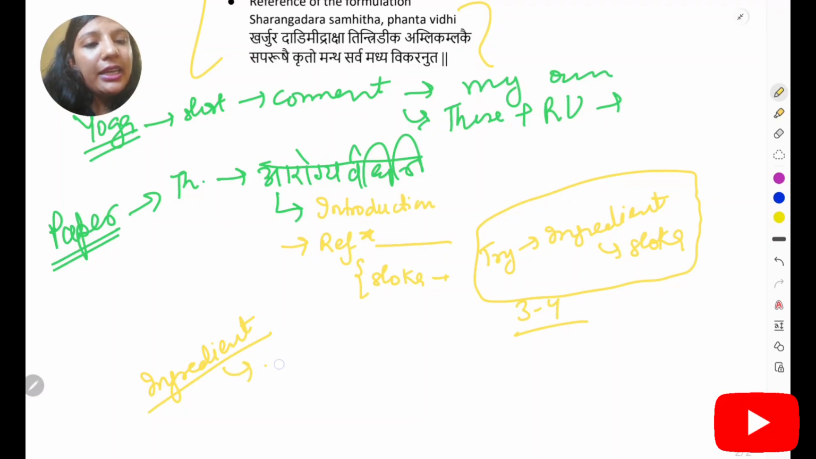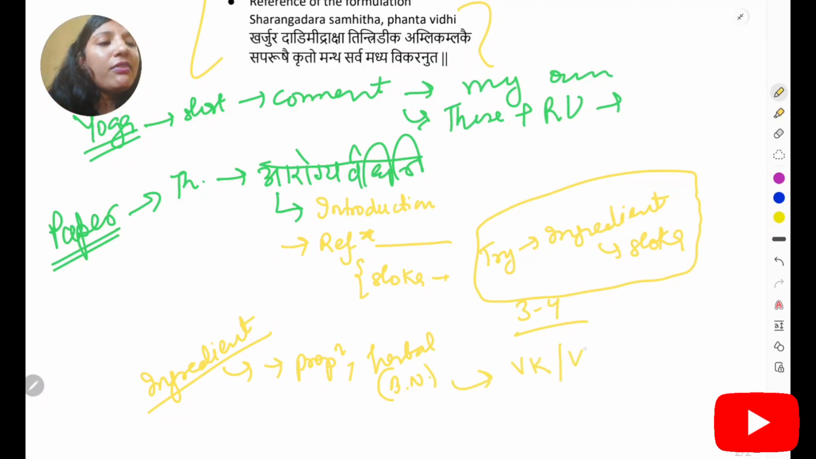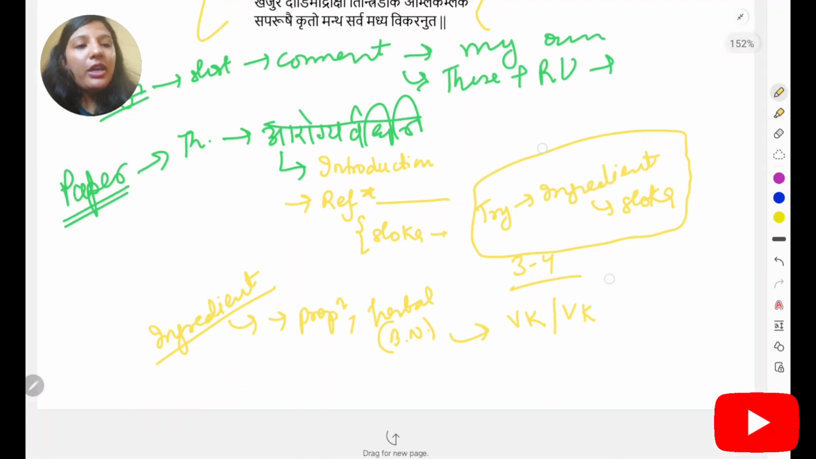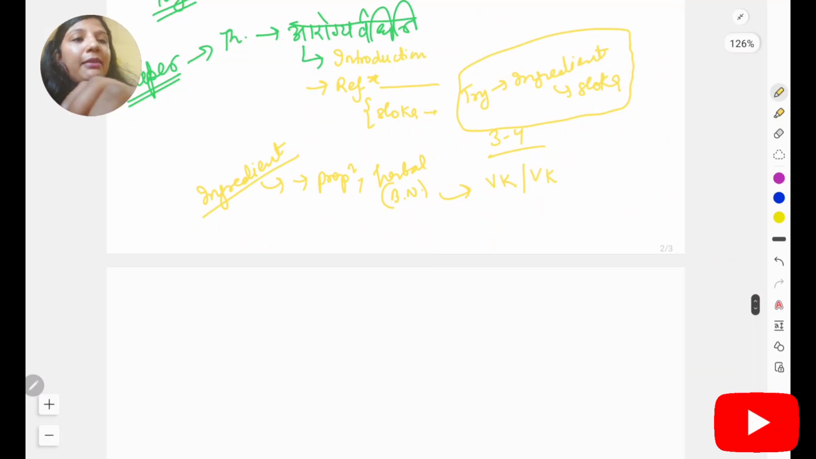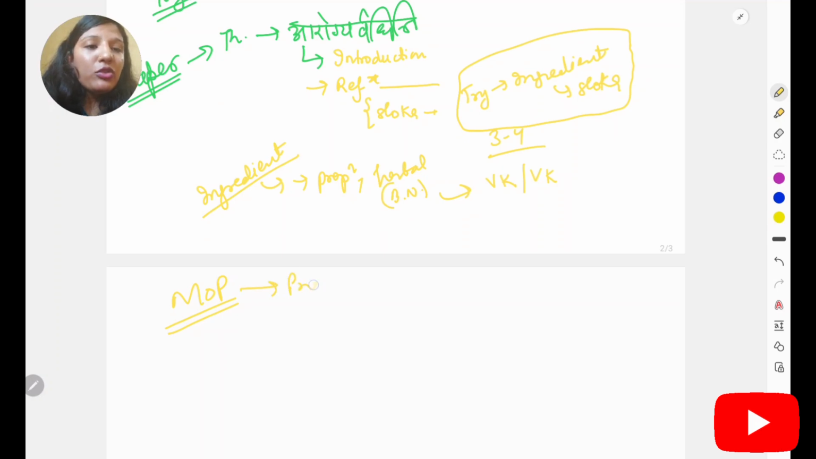Then write the ingredients and their proportions, and if any herbal drug is there, then you can write the botanical name. And if you know a special thing about that, you can write, for example, it is a kapha vatahara or it is a vatahara, like that. Okay, after this ingredient table, the important procedure comes: the method of preparation, and you can write the pre-procedure, then procedure, then post-procedure. Simply you have to write this.